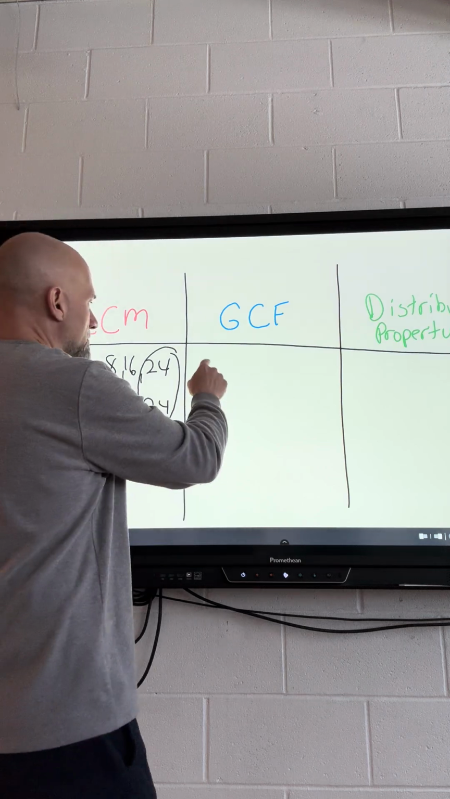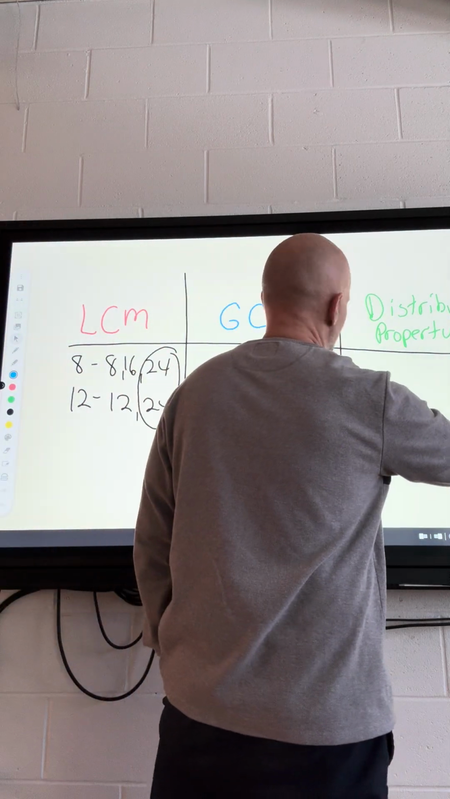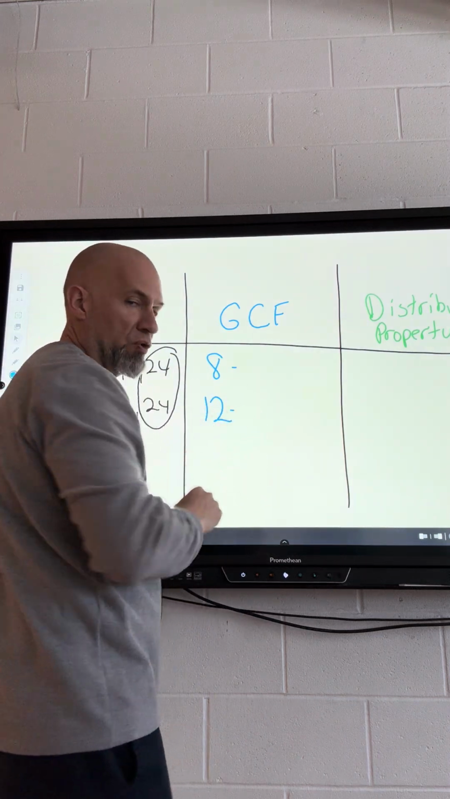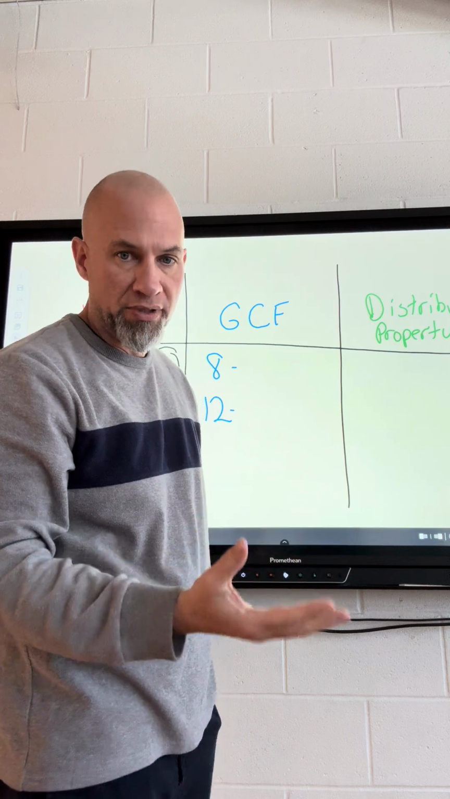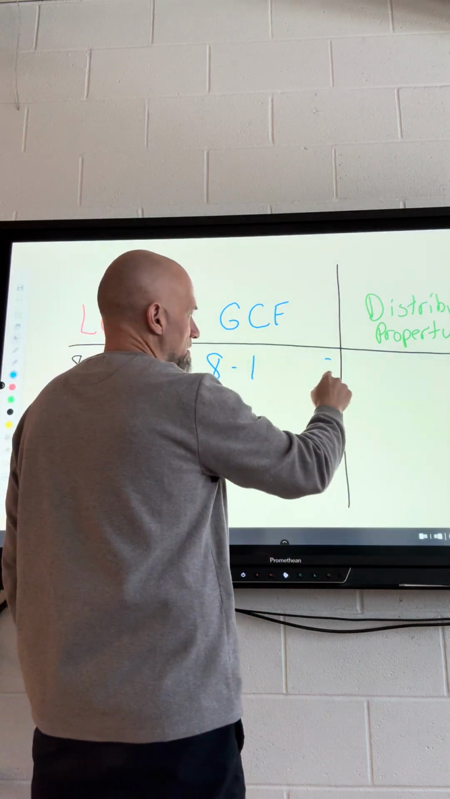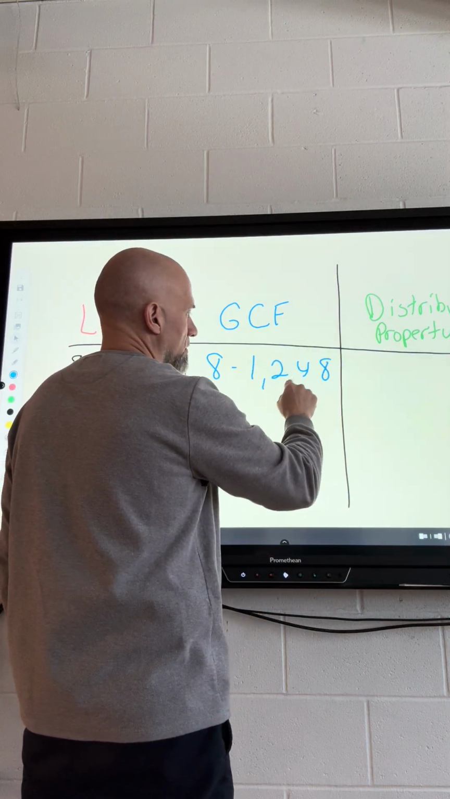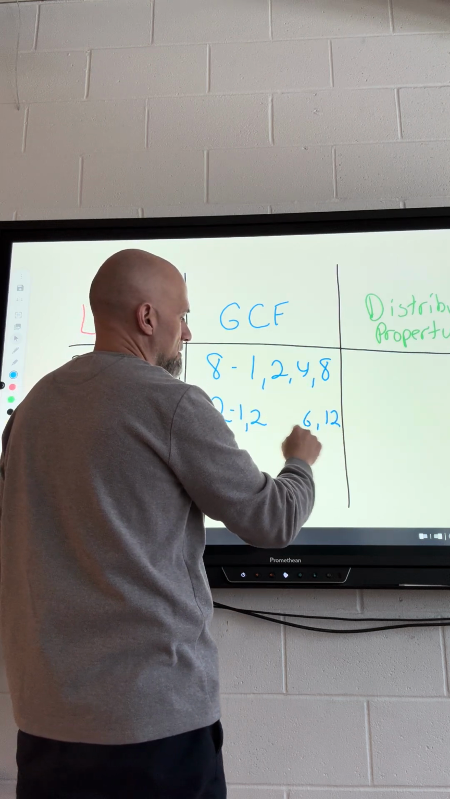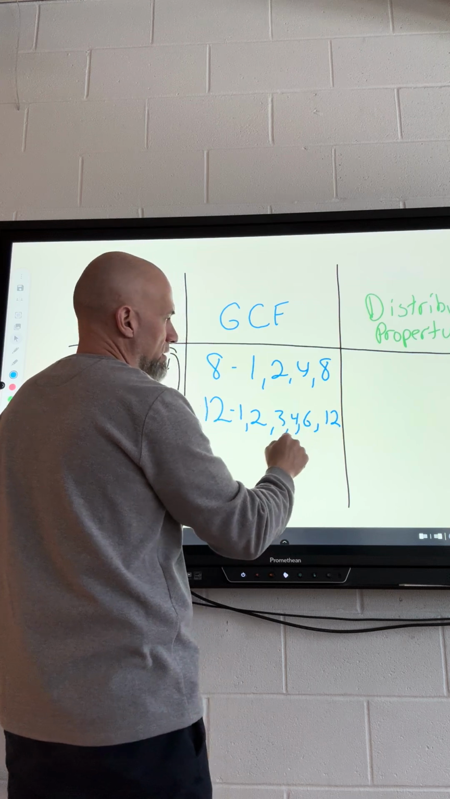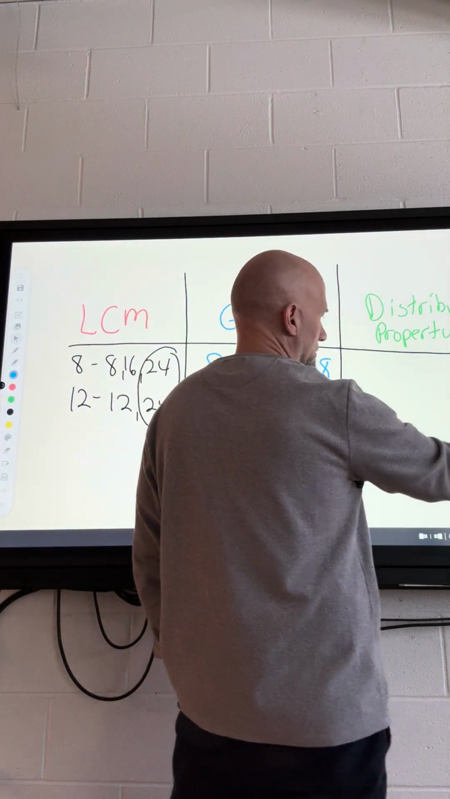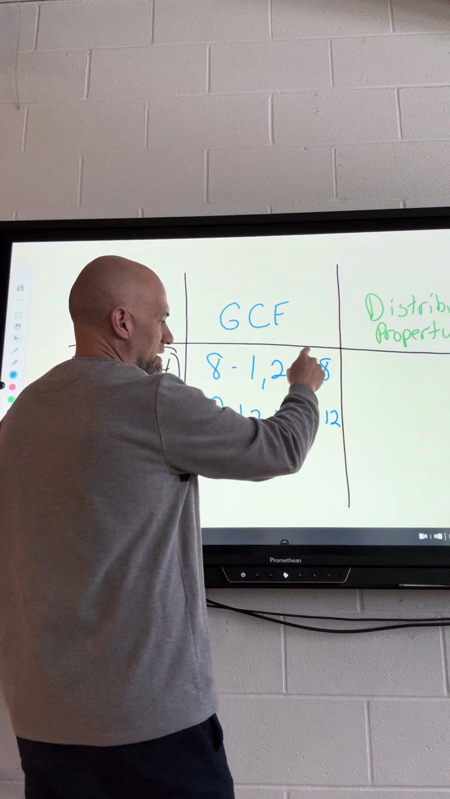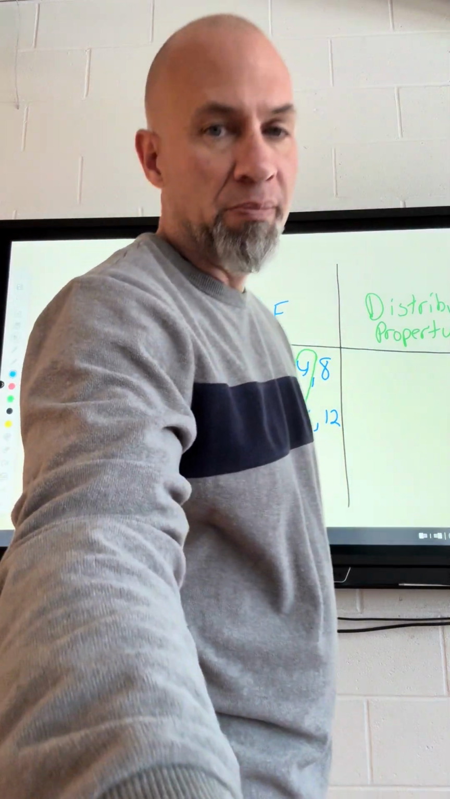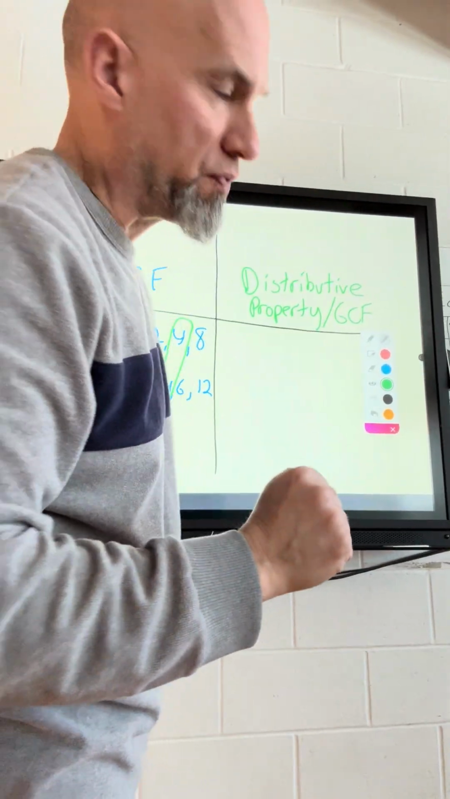Greatest common factor, let's use the same numbers. Let's use 8 and 12. This is where you list the numbers that you multiply together to get 8 or to get 12. So 1 times 8, 2 times 4. And then for 12, it's 1 times 12, 2 times 6, and 3 times 4. And the greatest common factor is the number that's the biggest that appears in both of these lists. So that's 4.